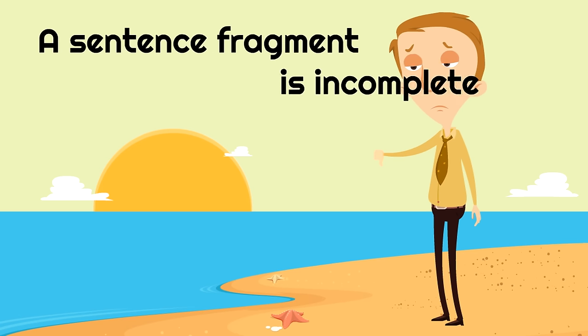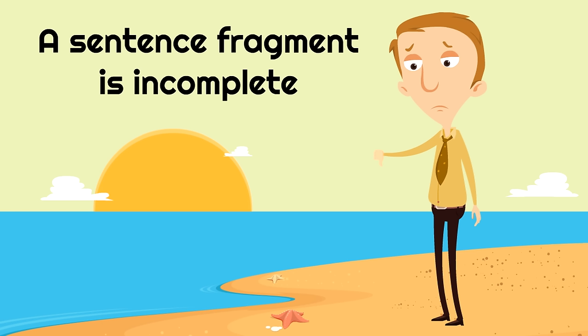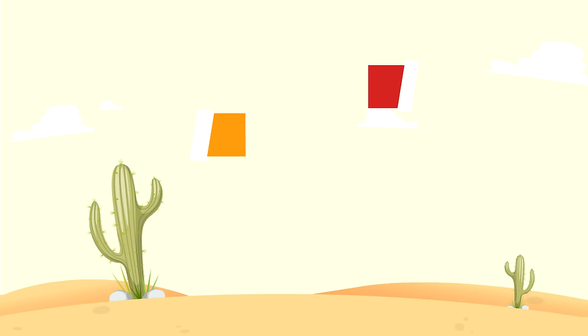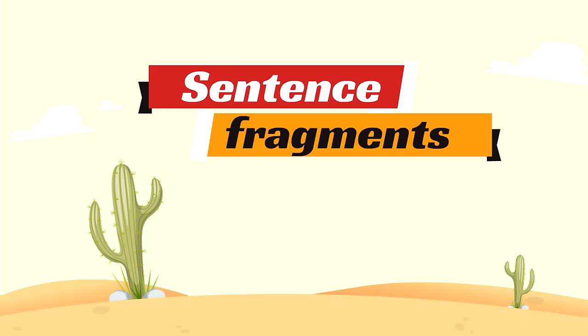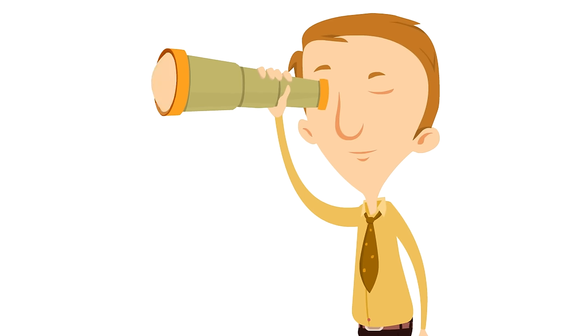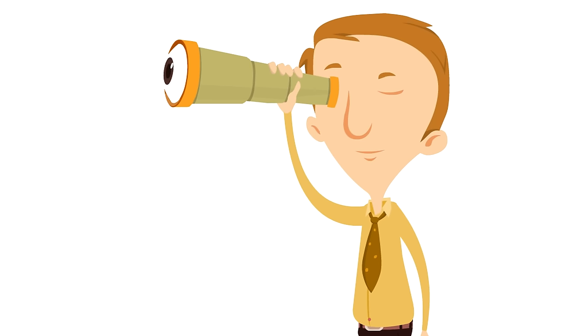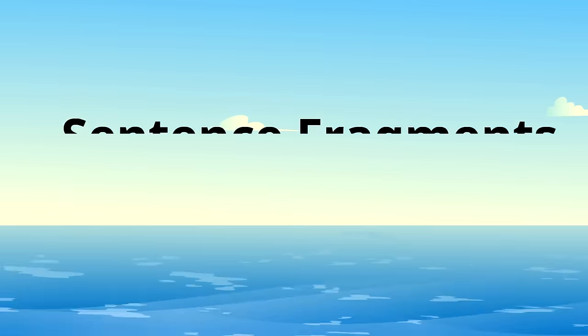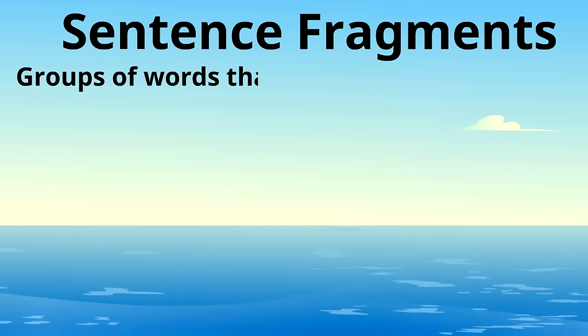A sentence fragment is incomplete. It's missing something. We're going to show you some sentence fragments so you can see that they're incomplete. They're missing either a subject or a verb. All right, I'm ready to look at them. Sentence fragments are groups of words that are missing something.